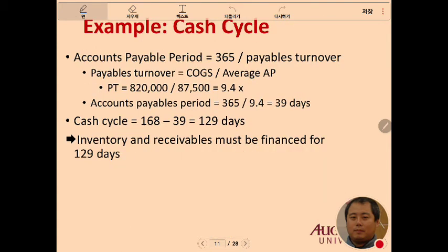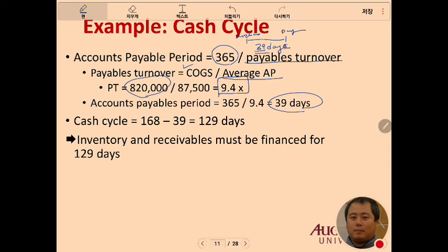Now, calculate the cash cycle. The account payable period is 365 divided by payable turnover. So from purchasing inventory to paying cash, right? So the turnover equals COGS divided by average account payable. So calculate that. That's 9.4 times. So the account payable period is 39 days. So it takes 39 days to pay for your inventories, right?